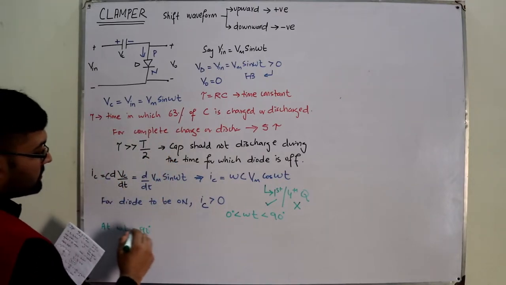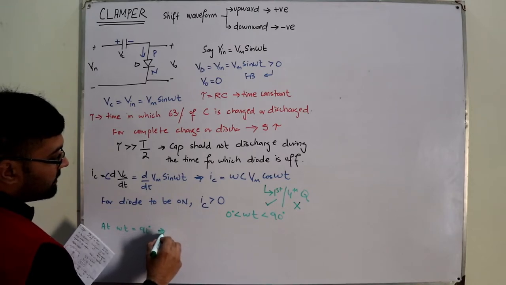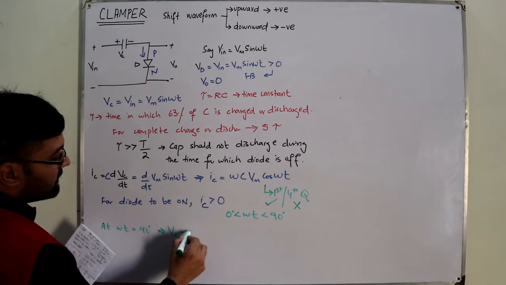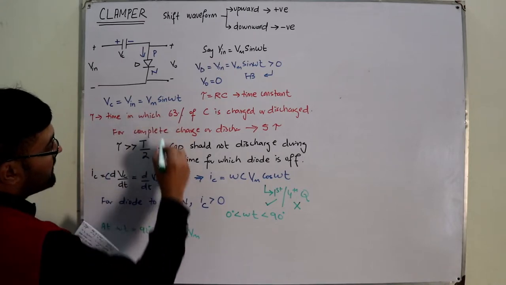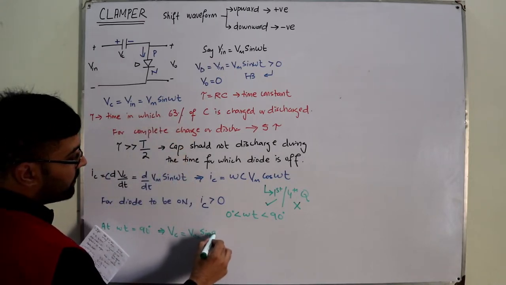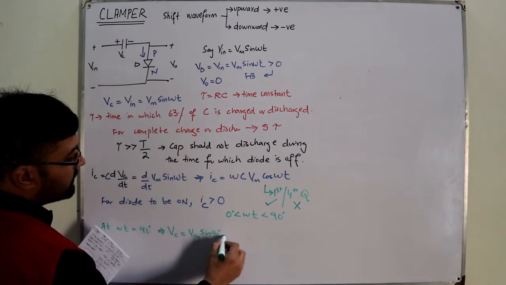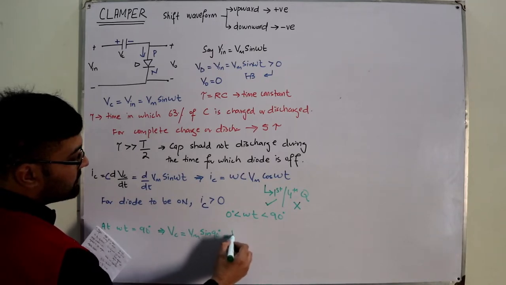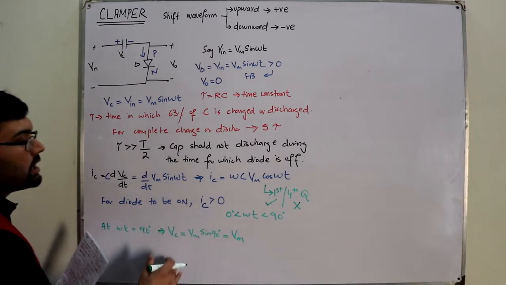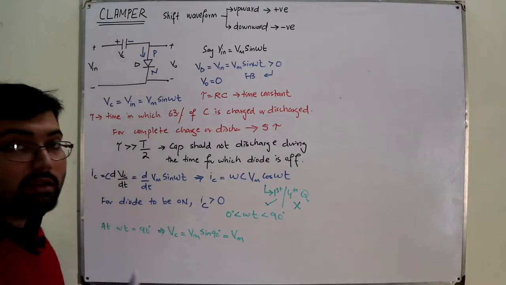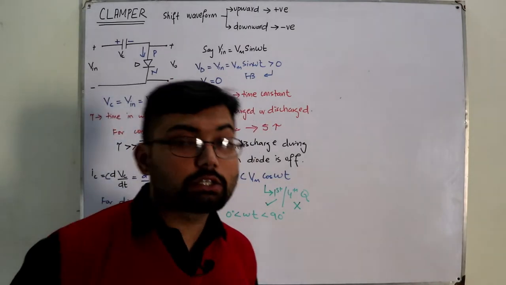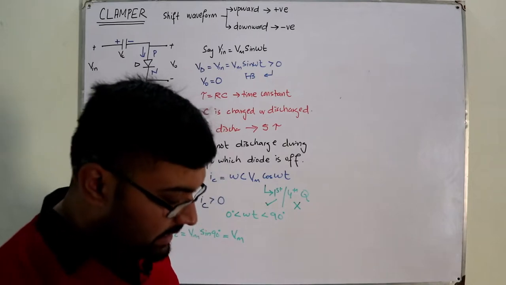VC. So at omega t equal to 90 degrees, the VC would become equal to what? Vm sine of 90. So sine of 90 would be 1. So if sine of 90 is 1, the VC would be equal to Vm, which means it has charged to the maximum value at 90 degrees.